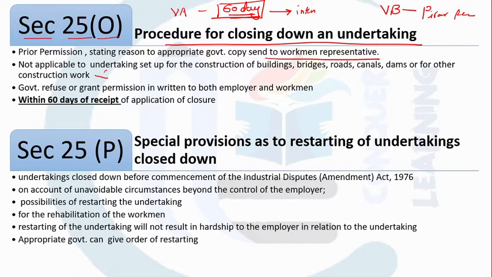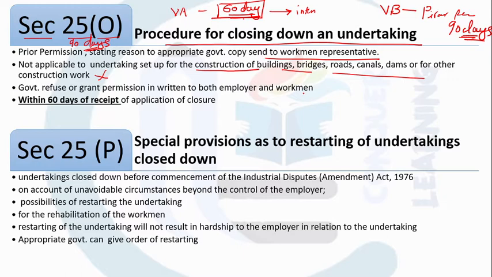But it is not applicable to undertakings which are set up for the construction of bridges and canals. Now, the government: here the prior permission is supposed to be given, and a notice of 90 days has to be given. It is 90 days here. It was 60 days in Chapter 5A. Here, a 90 days notice has to be given.